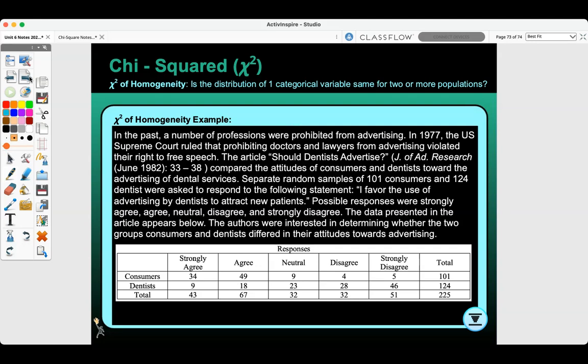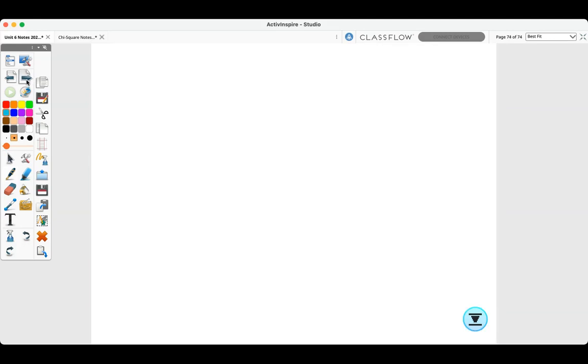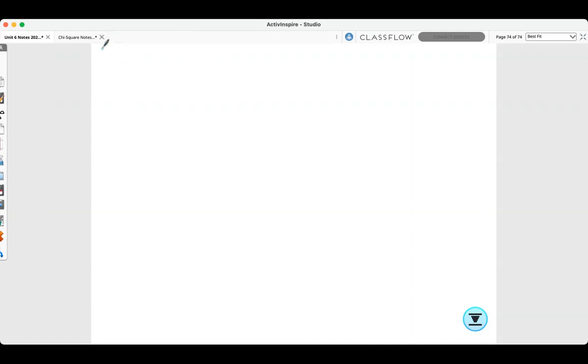I favor the use of advertising by dentists to attract new patients. Possible responses were strongly agree, agree, neutral, disagree, and strongly disagree. The data presented in the article appears below. The authors were interested in determining whether the two groups, consumers and dentists, differed in their attitudes towards advertising. So we're going to go ahead and do this test. The process is the same. So this is a chi-squared test of homogeneity.